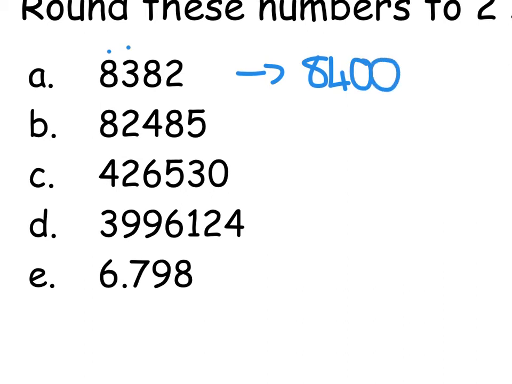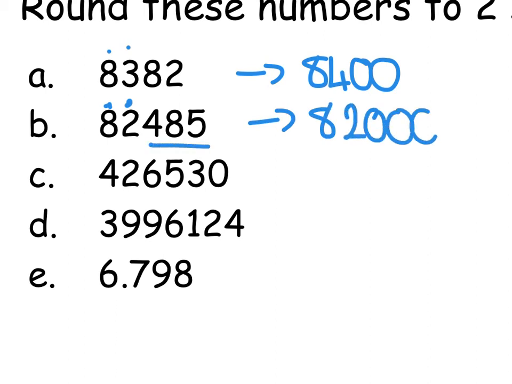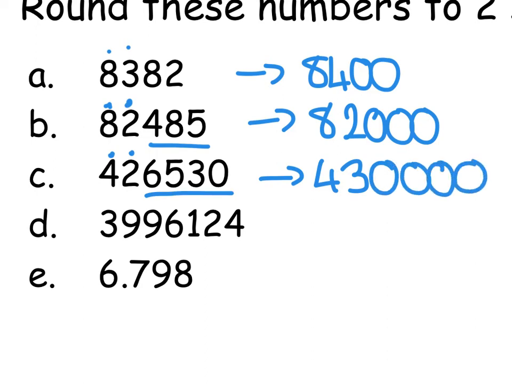Alright, the next one, the first 2 digits are an 8 and a 2. The next number is a 4. 4 doesn't do anything. So it stays as an 8 and a 2. I've got 3 digits here, so 3 zeros. My next one, I'm going to keep the 4 and the 2. Will the 2 change? What do you think? Of course it will. The next number is a 6. A 6 in rounding means we go up. So that doesn't stay as 4, 2. It becomes 4, 3. There are then 4 digits there, so 1, 2, 3, 4 zeros.